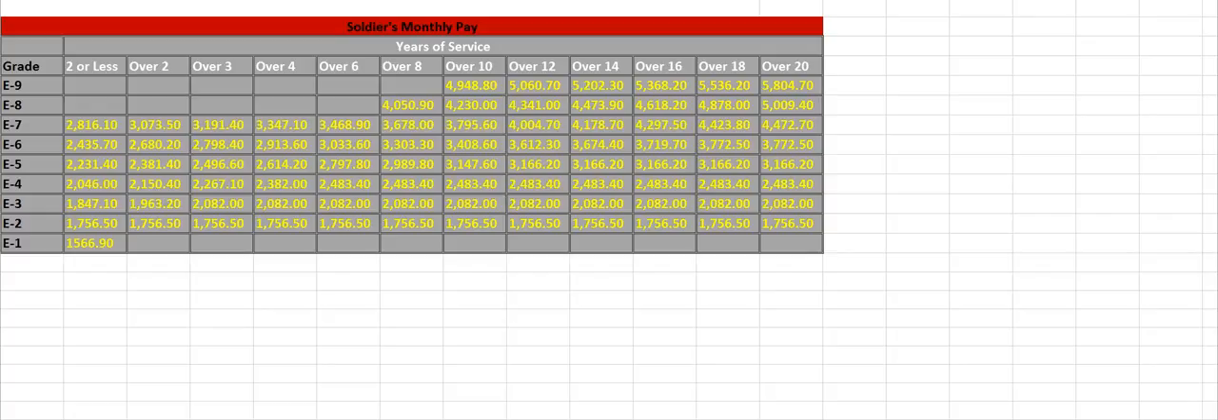On our next spreadsheet, you see the soldier's monthly pay. It's broken up by grade, which you see on the left in black, and years of service, which comes across the top in white. Based off of that, you can find out how much a soldier will make over so many years at what grade.